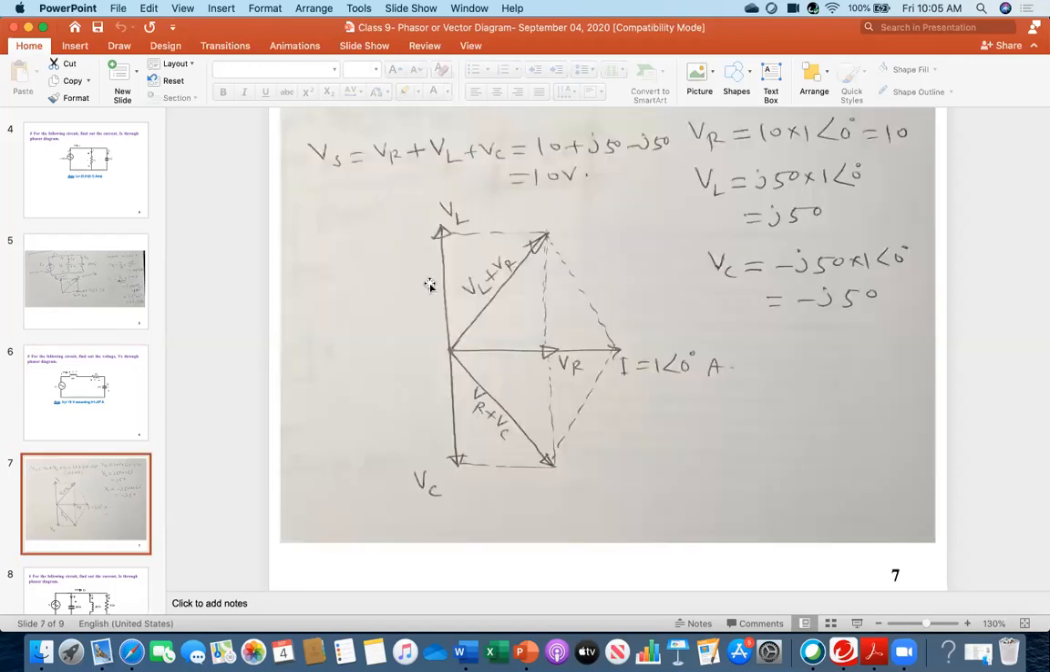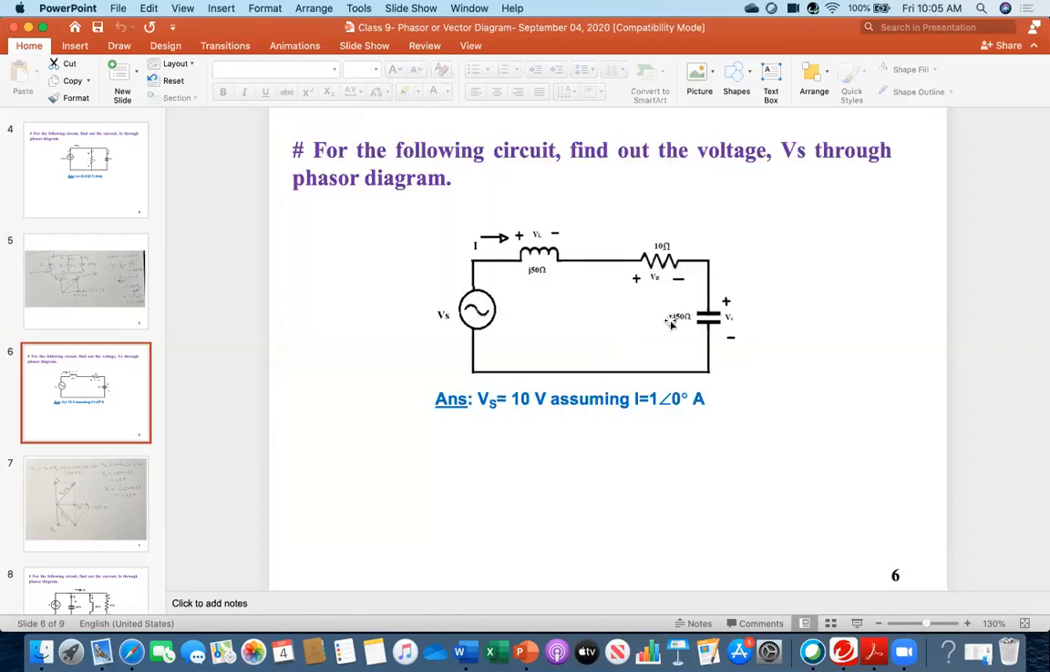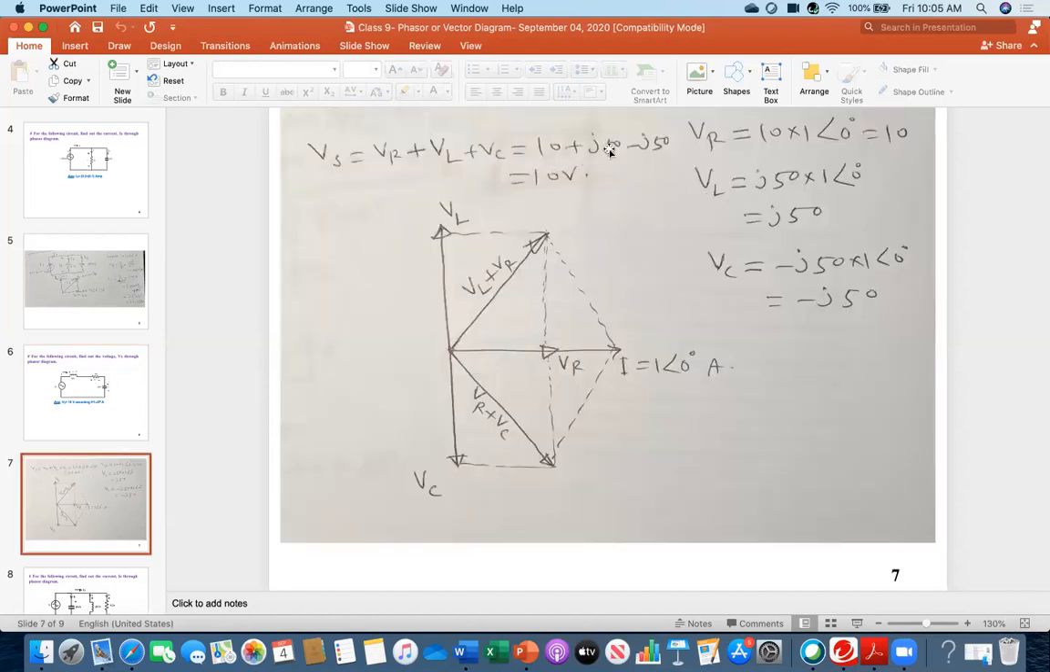So I am verifying that Vs is VR plus VL plus VC. I assume that the current was 1 at an angle of 0. So I am getting VR is 10 multiplied by that one. I am getting VL, J50 multiplied by the current, J50. And then VC is minus J50. Those values were given in the problem, you see. This was J50, this is minus J50, and this was 10. So if I sum up, plus J50 minus J50 cancel, and I just have 10 volt. And that makes sense. This is in that line, just 10 volt.